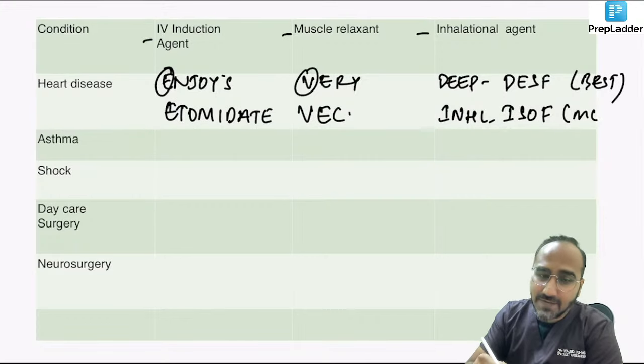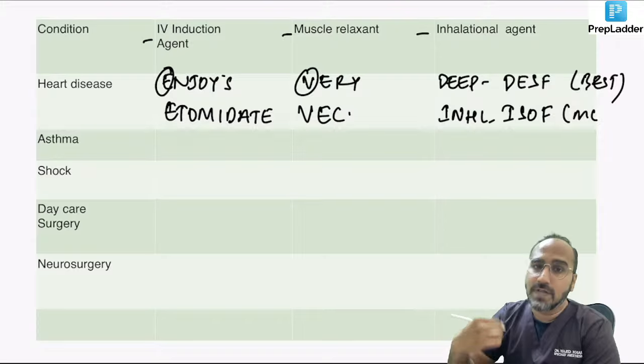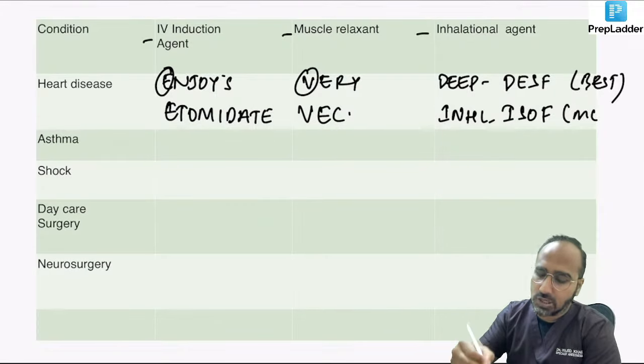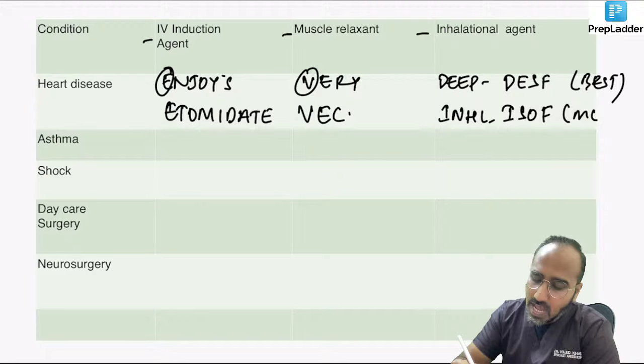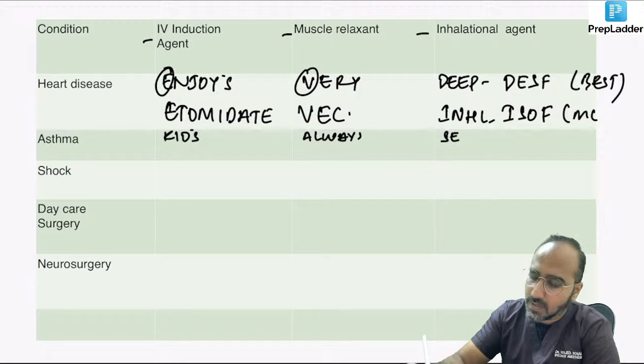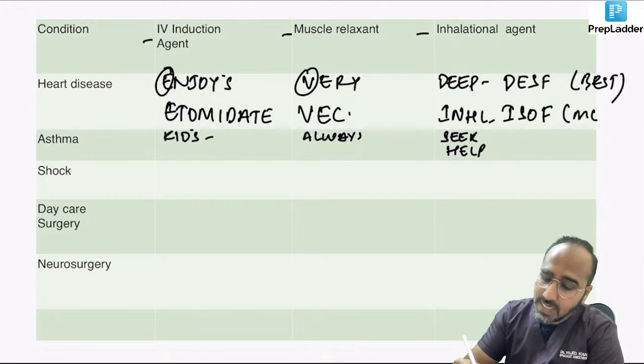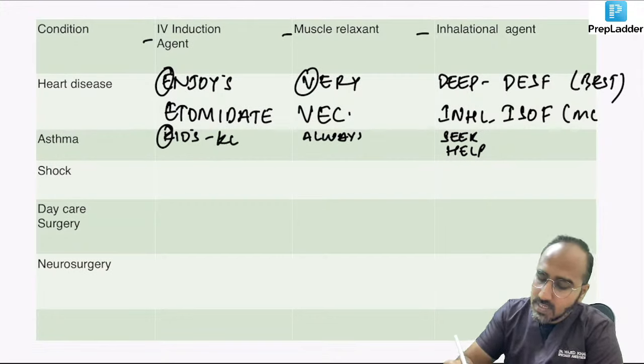Next. Asthma. When a patient is suffering with asthma, an asthmatic patient is posted for surgery, which is the IV induction agent to make him unconscious? You always remember, asthmatic kids always seek help. What does it mean? Okay? IV induction agent of choice, K stands for ketamine, the best IV induction agent.